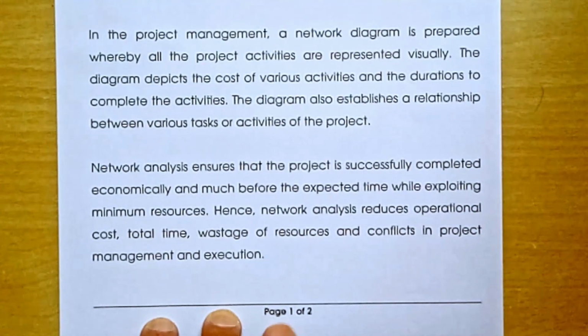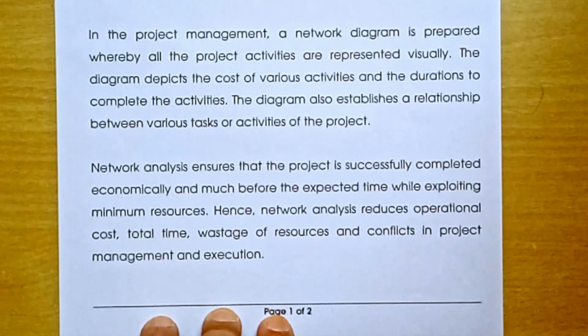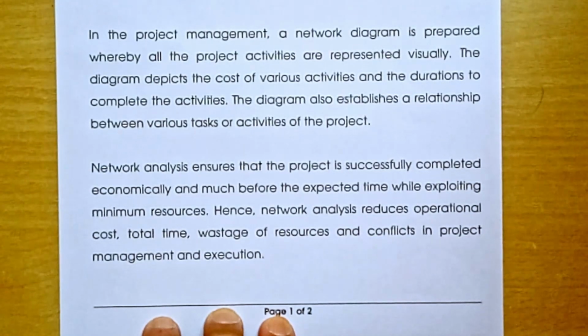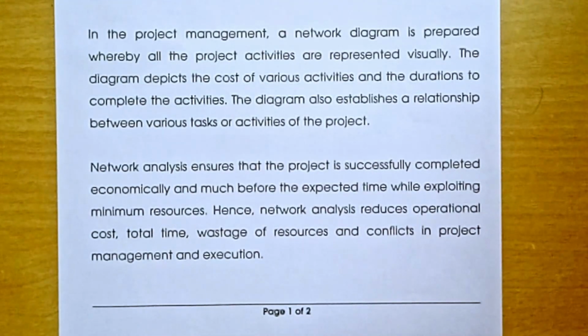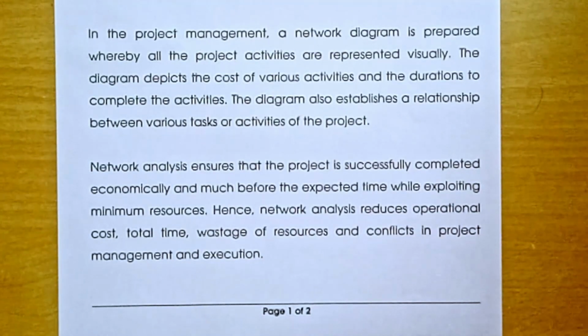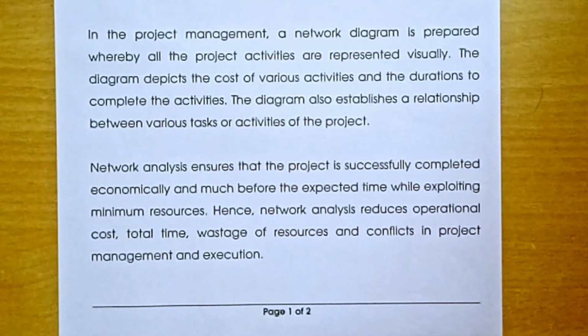So that expectation has to be kept in mind, while also exploring minimum resources. Of course, to reduce the cost, you have to use the minimum possible resources. Resources, in the case of building construction, are material, labor, and other expenses. You should ensure that minimum resources are involved in completion of the project, and that is also taken care of when you prepare the network diagram, because each activity has time and cost involved. Hence, network analysis reduces operational cost, total time, wastage of resources, and of course conflicts in project management and execution.